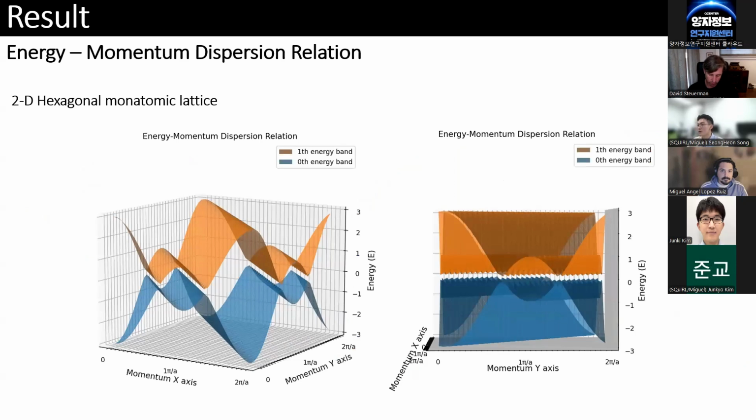Moreover, we obtain the 3D E-K relation for the 2D hexagonal lattice. Projecting the 3D diagram onto the YZ plane, we can notice that the graphic we've seen before is moving in parallel through the X plus Y axis. So we could identify the 3D dynamics of the hexagonal lattice energy momentum relation.